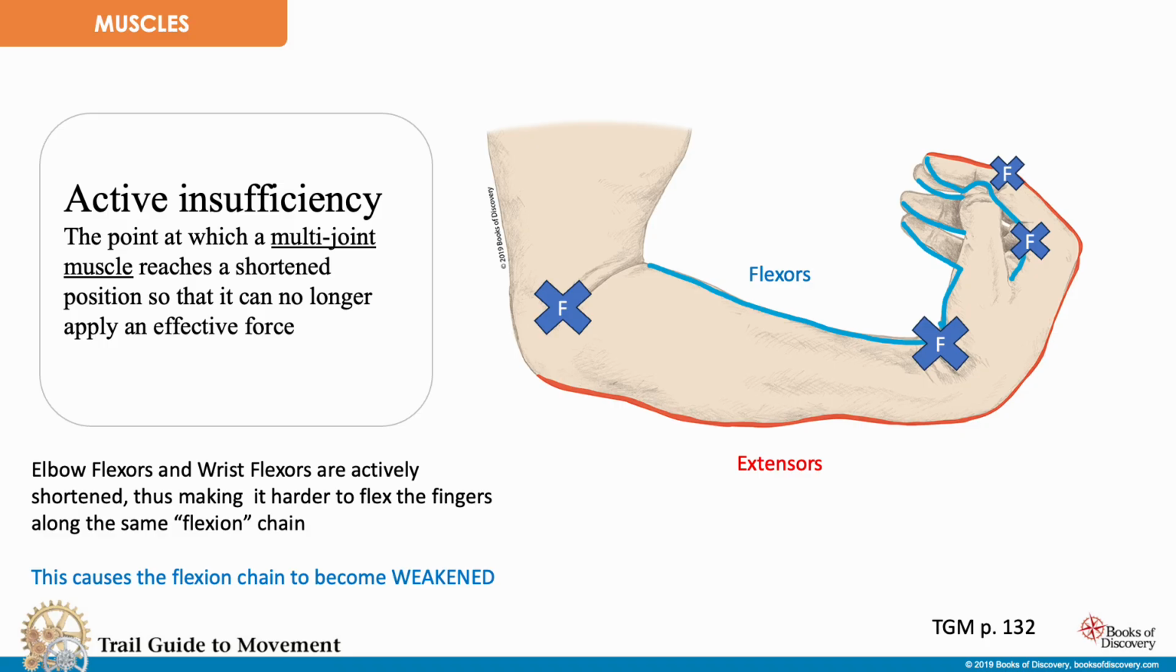If a client spends all day at a computer with their wrists and elbows flexed, those flexors are chronically shortened. And when they go to pick up something heavy, they might feel a twinge or a weakness because they're trying to generate force from a state of active insufficiency. So again, short does not mean that it is strong.